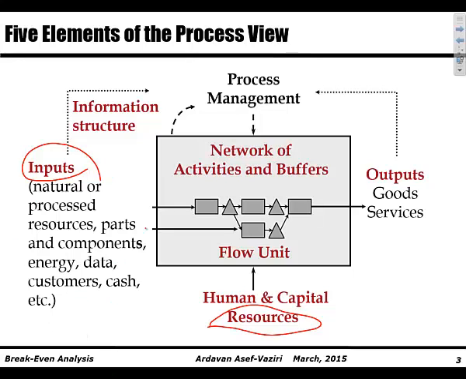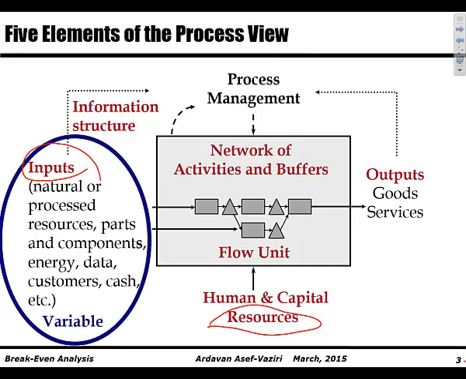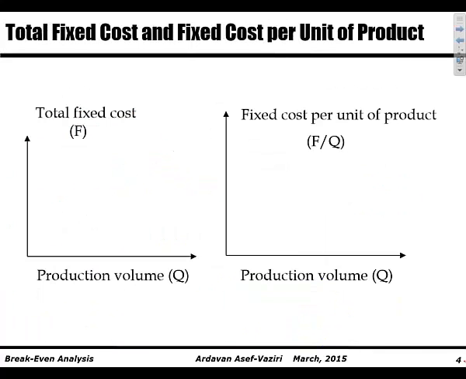So inputs come over here as flow units in form of inputs. They go through a network of value added and non-value added activities, which are run by human and capital resources under an information structure, and those flow units become outputs. In such a system, inputs are considered variable, and human and capital are resources. Total fixed cost is fixed. It does not depend on volume of production, but obviously fixed cost per unit of product is variable. It goes down as production goes up. And in this talk, we assume production is equal to sell. Whatever we produce, we sell it.